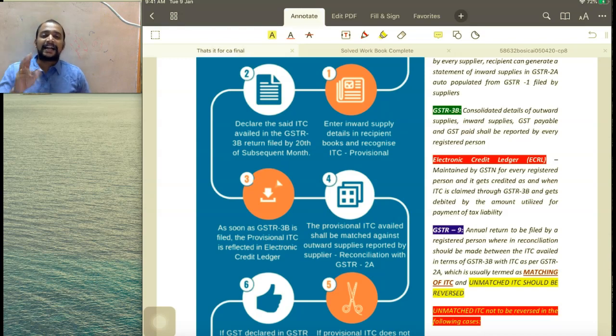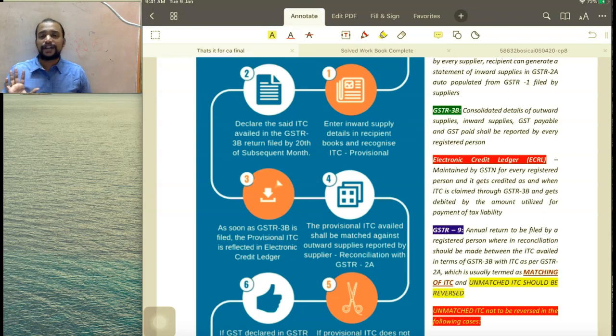So it's a contra, like the cash book, passbook concept. For you it is debit and there it will be credit. Now, in the electronic credit ledger, the credit balance is whatever ITC you declared in GSTR 3B. Now, is that final? No, because whatever you declare will only come there, and this still provisional ITC needs to be matched with the GSTR 2A.